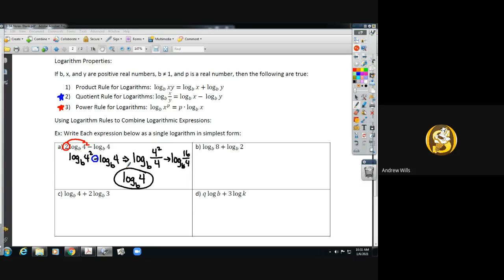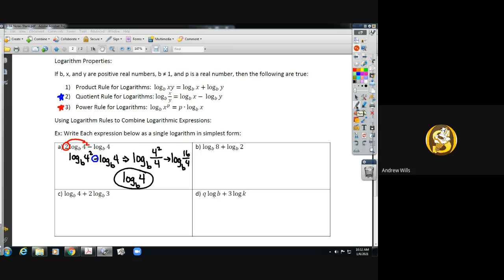And that is a single logarithm that is exactly the same as the initial statement, but it's in simplest form. We've combined those logarithms until we only have one, and we've put it in simplest form. Okay?